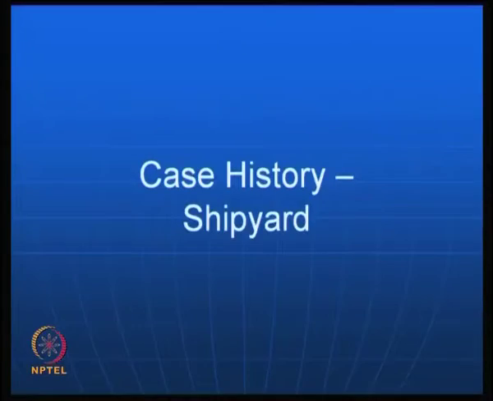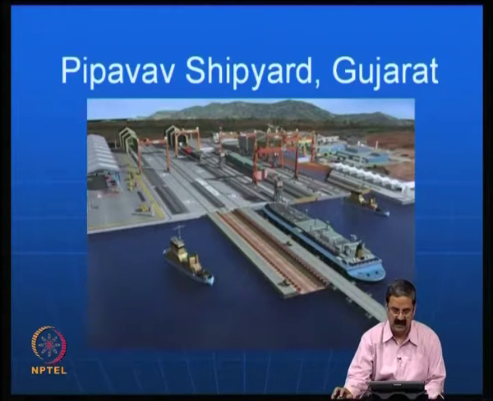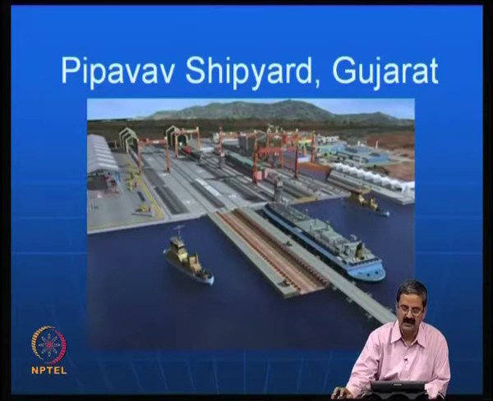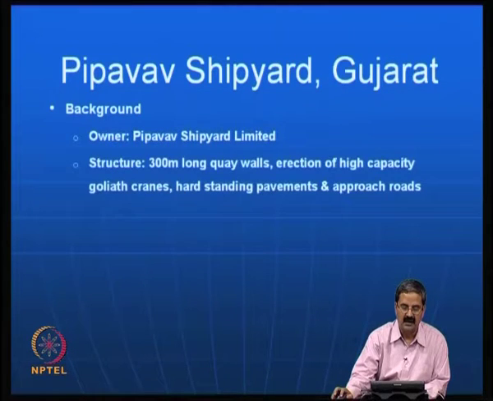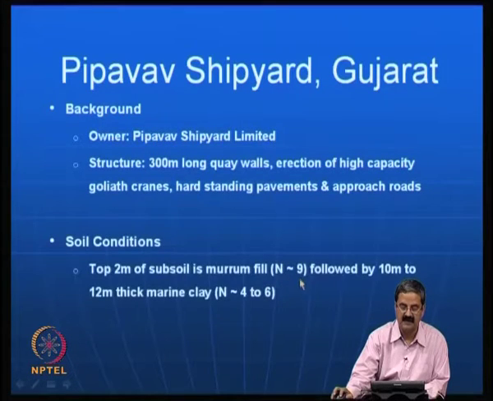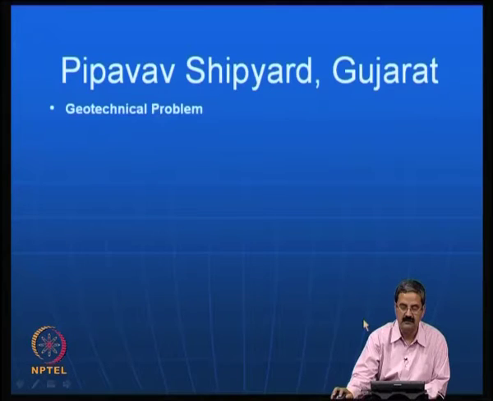This is another case study that we have, and it is again in Pipavav shipyard, Gujarat. I should mention they have been very kind to spare some of the information here. Again you have a quay wall here, and the soil conditions: SPT value is 9, and then it has a marine clay of 4 to 6 meters, and you can see that it is quite tough. And then fortunately you have weathered rock at the bottom.